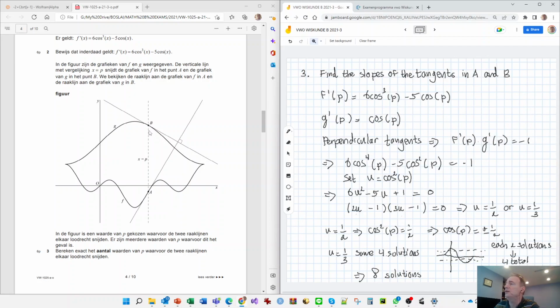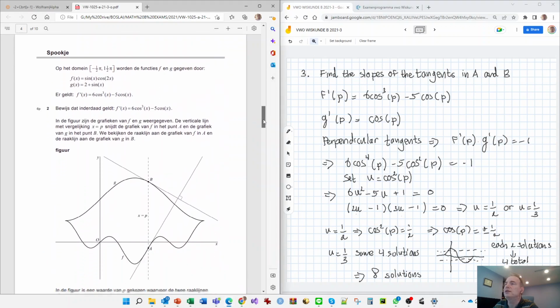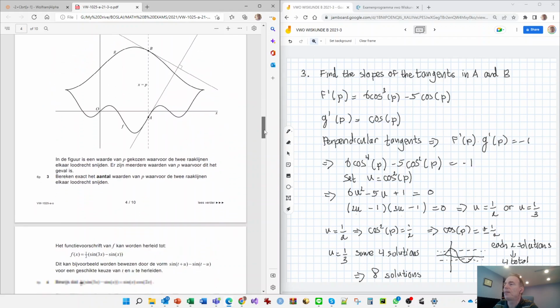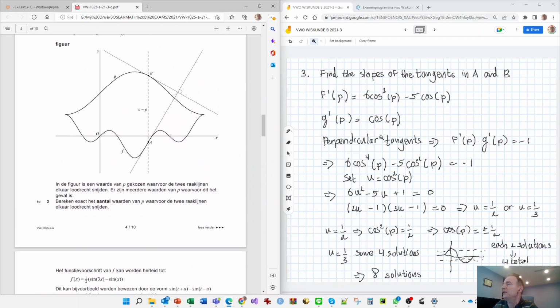Okay, we need to find the slopes of the tangents in A and B. So we need to evaluate the derivatives of both f and g at the point x is p. And we know what the derivative of f is already. For g, it's just cosine of x. They have to be perpendicular.